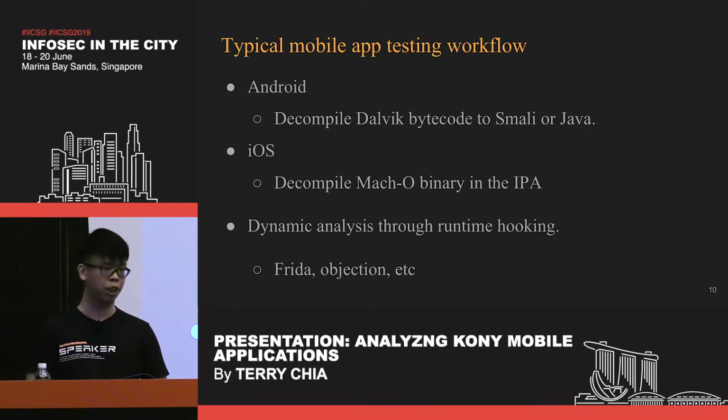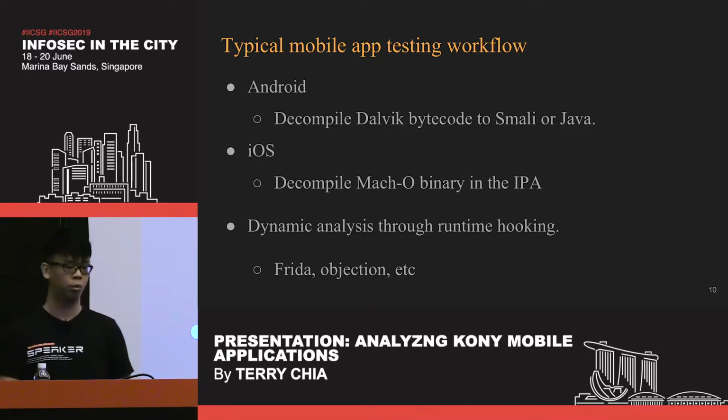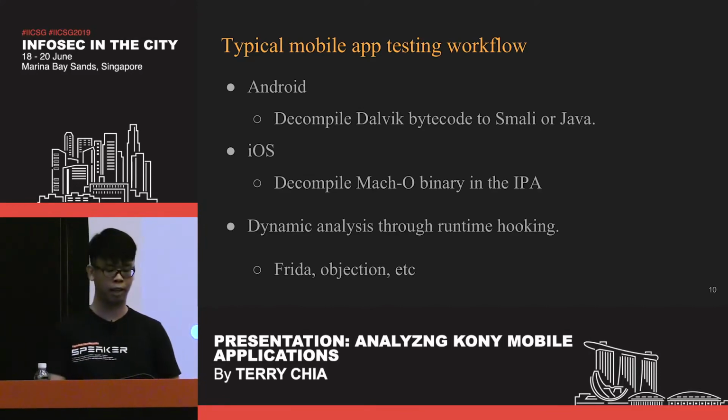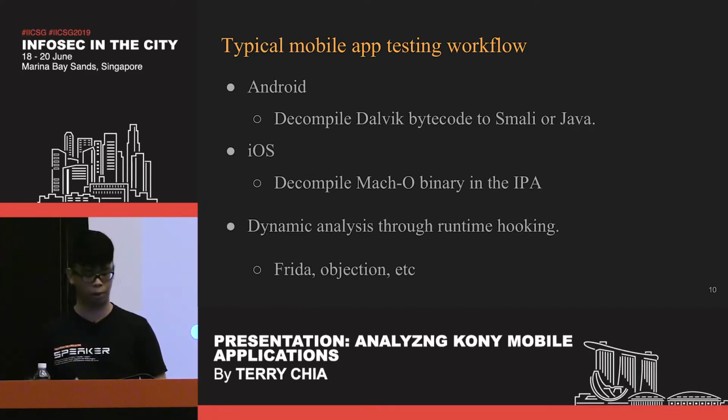For an iOS application, you might extract the Mach-O binary from the IPA file and you might throw it into a decompiler like IDA Pro, Hopper, or Binary Ninja. You might want to do some dynamic analysis through runtime hooking using tools like Frida, Objection, or Xposed, which for any one of you who have done a mobile pen test should be very familiar to you.